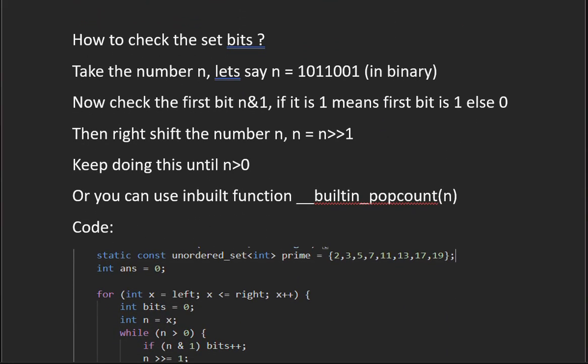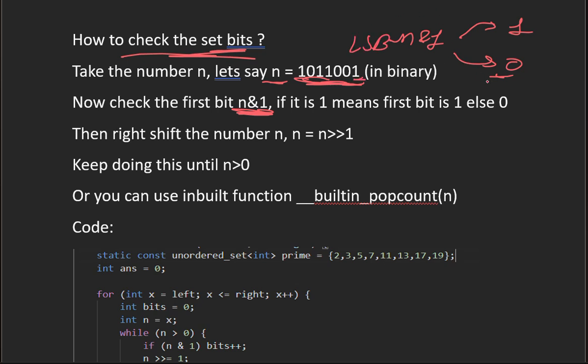Now what we check next is how to check the set bits in a number, like how many bits are 1. Let's say the number is 1011001 in binary. To check whether the first bit is 1 or not, we do n AND 1. If it is 1, then that means the first bit is 1. If it is 0, it means the lowest significant bit in n is 0 only, right? If it is 1, then we increase count by 1, else the count will remain the same.